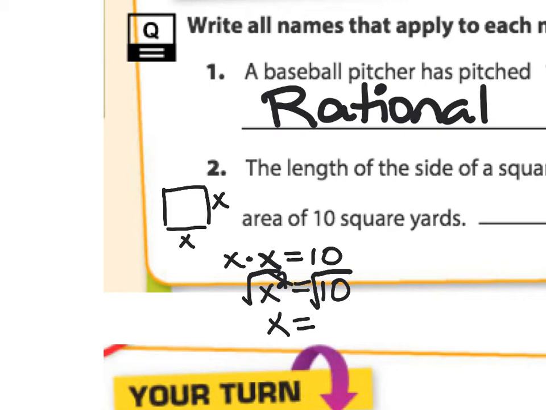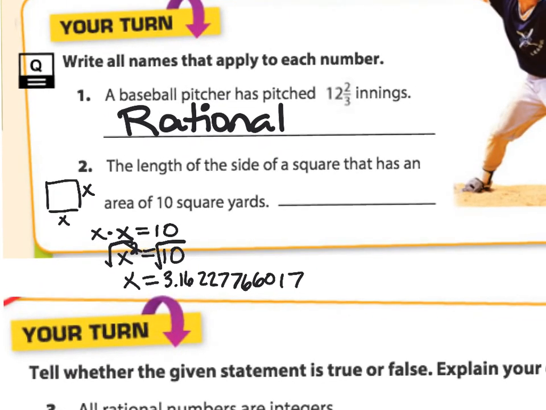So this is where you could reach for your calculator and find the square root of 10. And what you're going to find when you do the square root of 10 on your calculator, it's going to be 3.16227766017, and that is an irrational number. It's never going to end and it's never going to repeat. So you would say that that is irrational. It's okay to write IRR. That's why I left those as capitals.